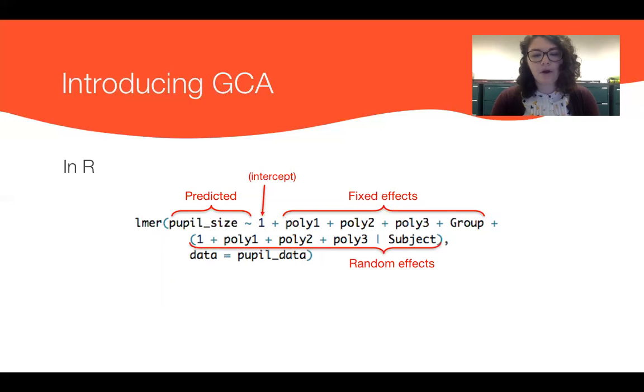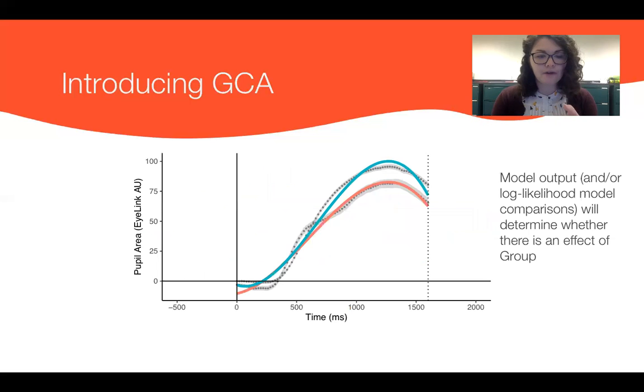The second line of this code in parentheses is specifying the random effects that I want. So here I'm saying that I want random intercepts for subjects, and also because I've nested each of those polynomials within subject, that means for every subject I can model the unique shape of their own pupil curves. And then of course the last thing that you have to specify is where your data is coming from in R.